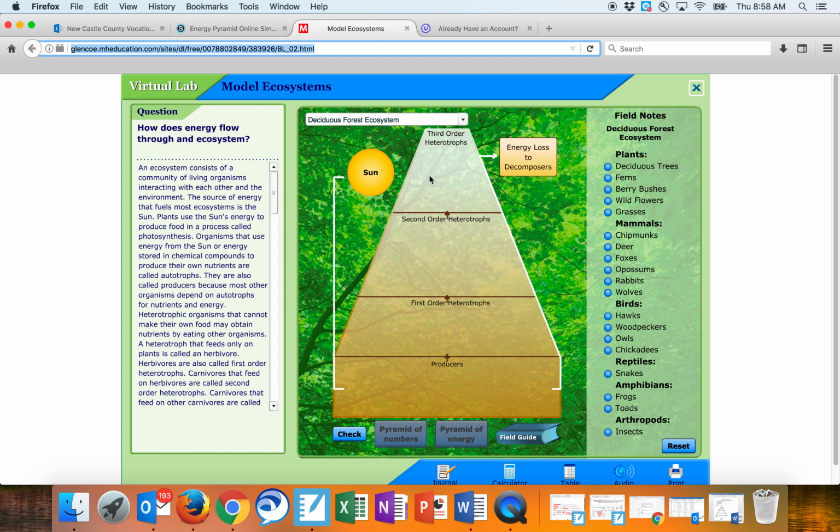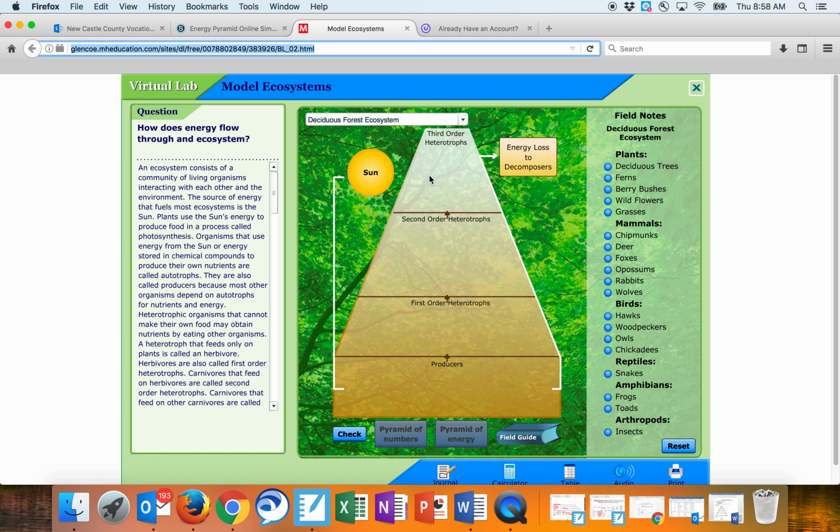So you're going to be figuring out the energy pyramids for several different ecosystems. So if you see here, there's all these different ecosystems that you're going to be figuring out. So first, if you notice, it says to select the icons and drag them over. All right, so here is a tree. I'm pretty sure that a tree is a producer. All right, so I'm going to put it in the producer area.